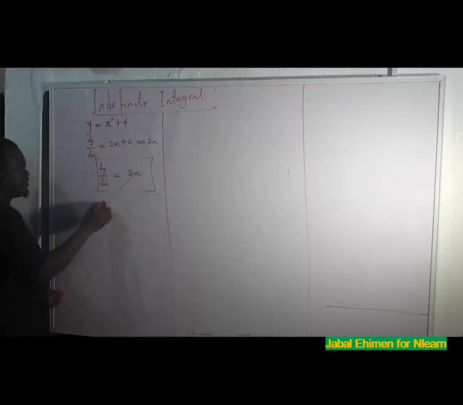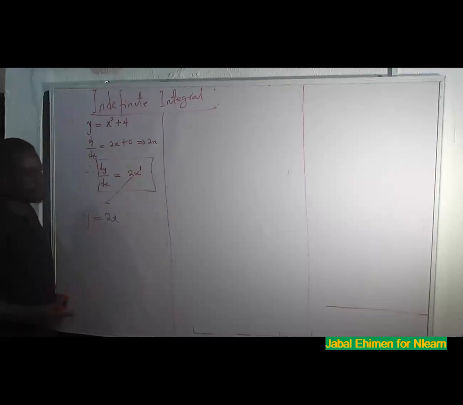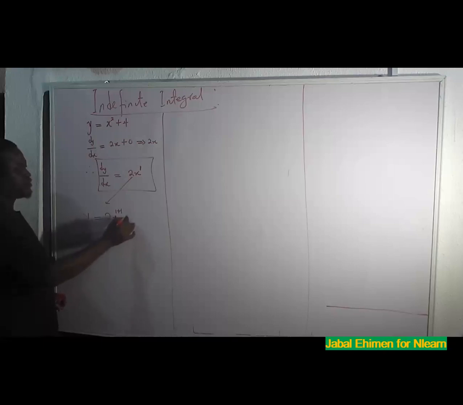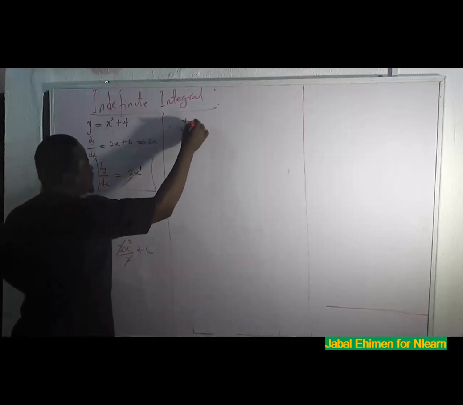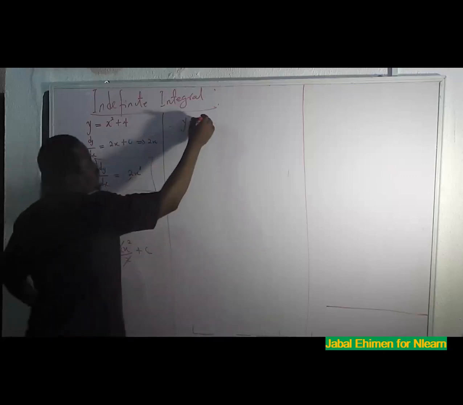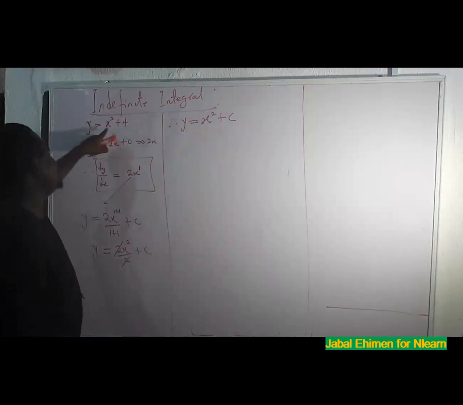The process of obtaining this back will become y is equal to 2x. What is the power here? The power here is 1. Although it's invisible, it's 1. So that will be 2x to the power 1 plus 1 over 1 plus 1, plus c. Y now becomes 2x squared over 2 plus c. Cancelling the 2 over 2, what's left is x squared, so you have x squared plus c. So you've obtained this value back, x squared.